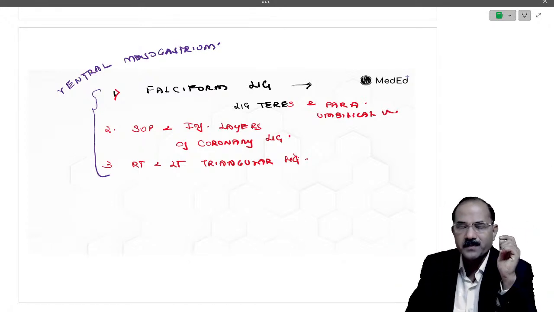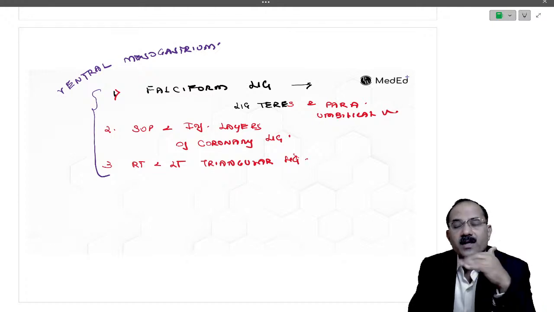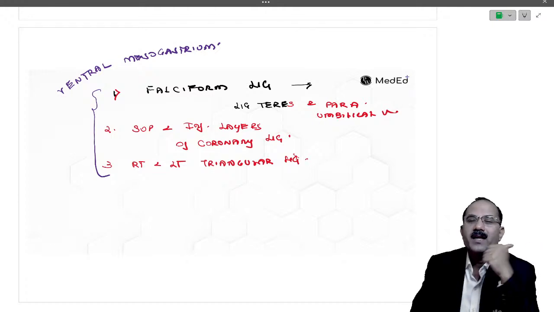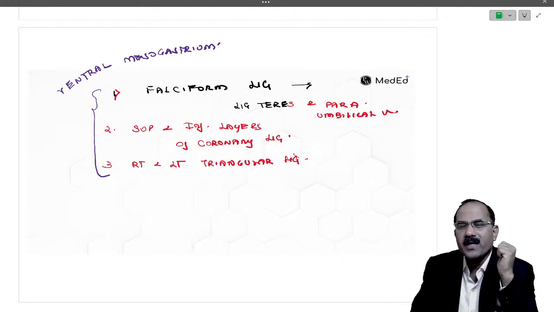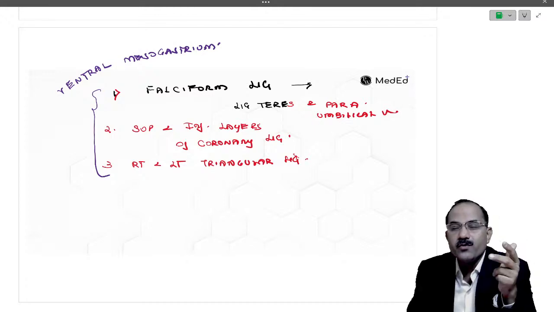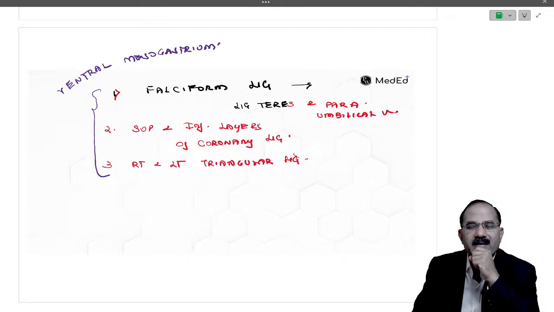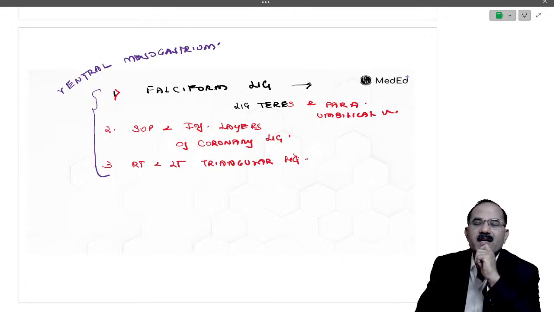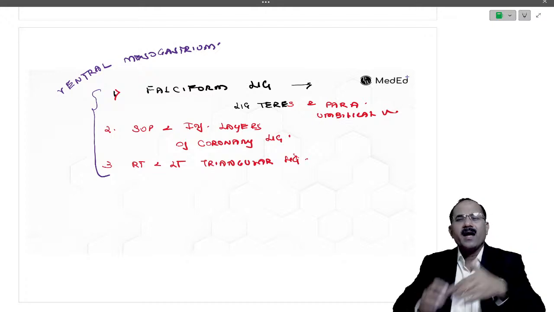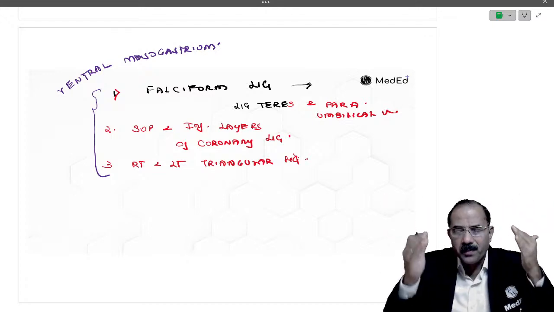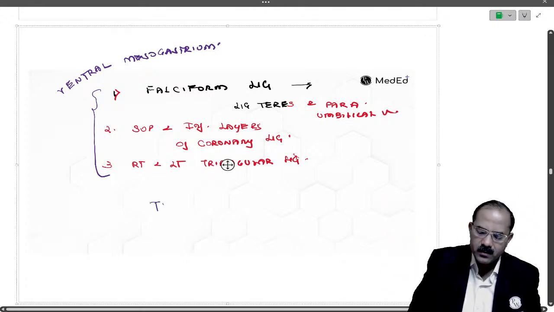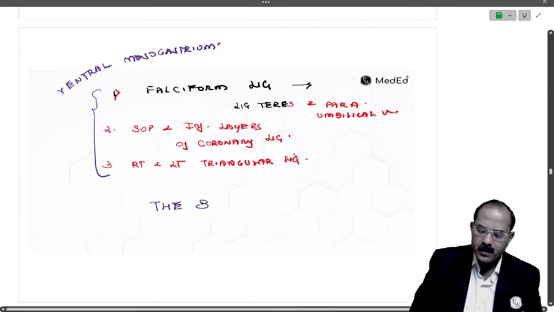The bare areas of liver. The areas which are not covered with peritoneum are known as bare areas. So which are the bare areas? Number one, the fossa for gallbladder, the groove for IVC, then the porta hepatis, the fissure for ligamentum teres, the fissure for ligamentum venosum, and the largest bare area is known as the bare area.